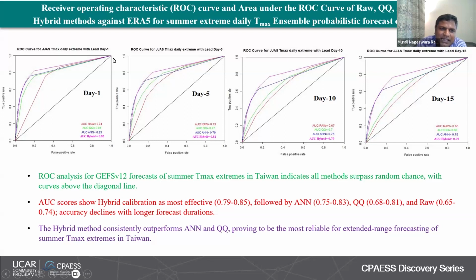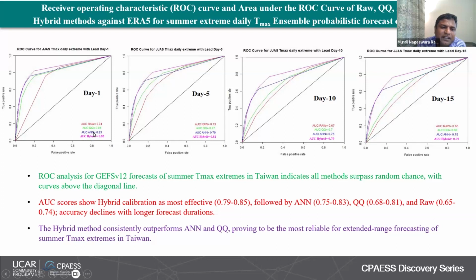Here I have also calculated the area under the curve for all the forecast lead times. The area under the curve in the raw model product for day 1 is 0.74. It is better than the reference forecast. Even for day 15 it is 0.65. But when we look at the Quantile-Mapping method, it is improved to 0.81. From 0.74 to 0.81.